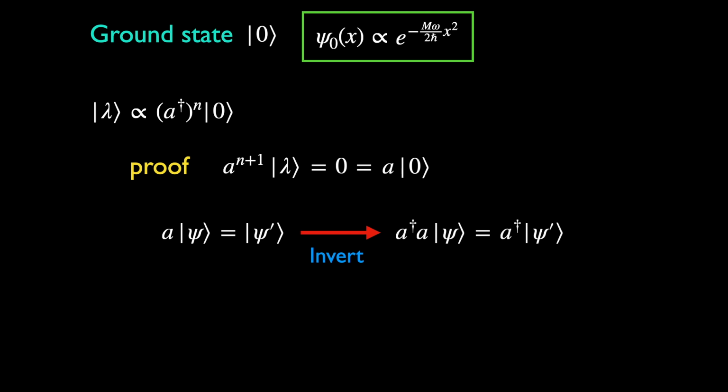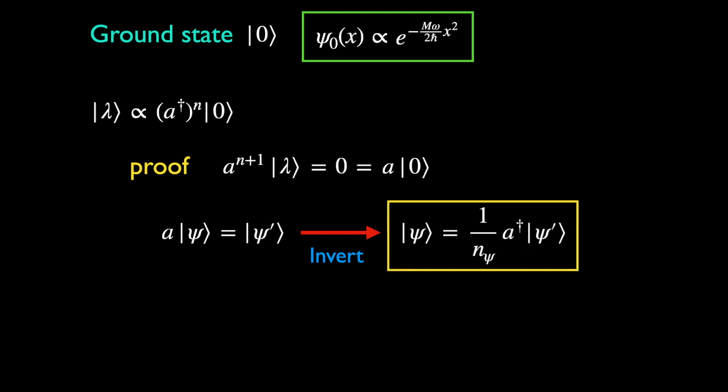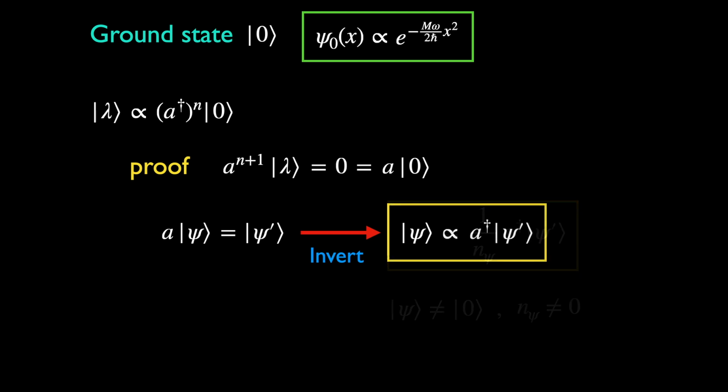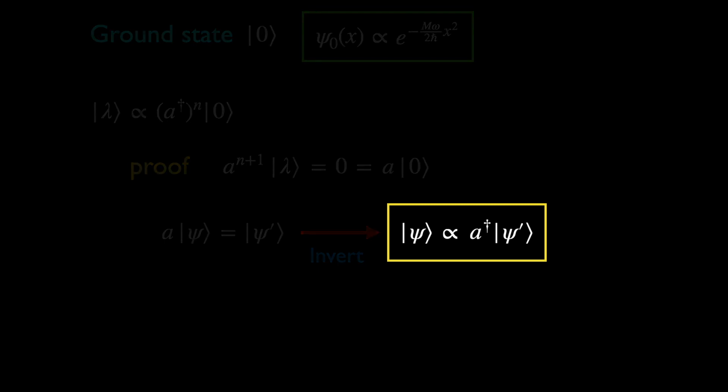On the left-hand side of this equation, we have the number operator acting on psi, which gives the corresponding eigenvalue n psi. Dividing by n psi completes the inversion. Of course, we have assumed that psi is not the ground state, so that n psi is not 0, making this division possible. Thus, psi is just proportional to A dagger psi prime.